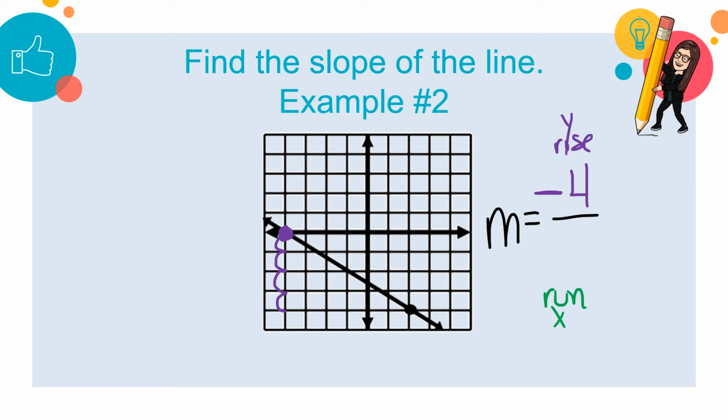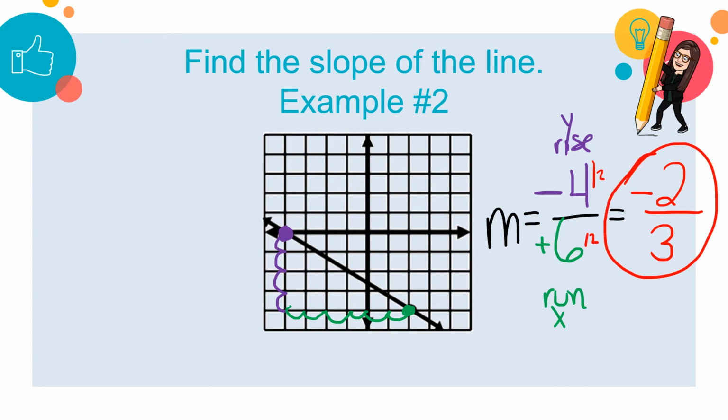Run, from where I left off. I'm going to go to the right. 1, 2, 3, 4, 5, 6. It took 6 jumps to the right, which is positive. Let's simplify that though. A negative divided by a positive is negative. And what does 4/6 go down to? That goes down to 2/3, because I can divide each of them in half, right? So negative 2/3 is my slope, my change.